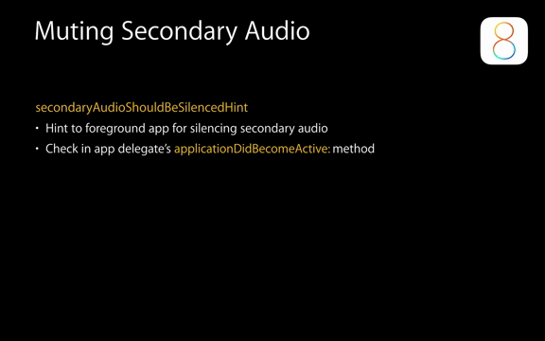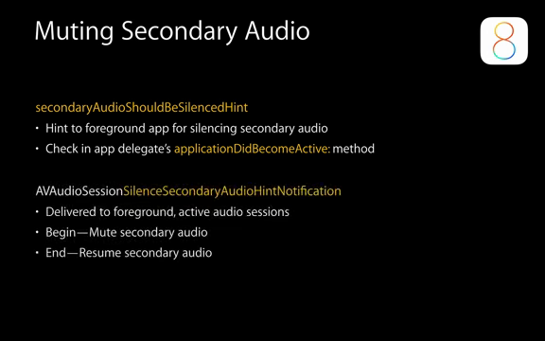We've added a new property and a new notification. The property is called Secondary Audio Should Be Silenced Hint. As the name implies, it's a hint that the system is giving you that it's a good time to mute your secondary audio. So this is meant to be used by apps that are in the foreground, and we recommend that you check this property in application did become active.